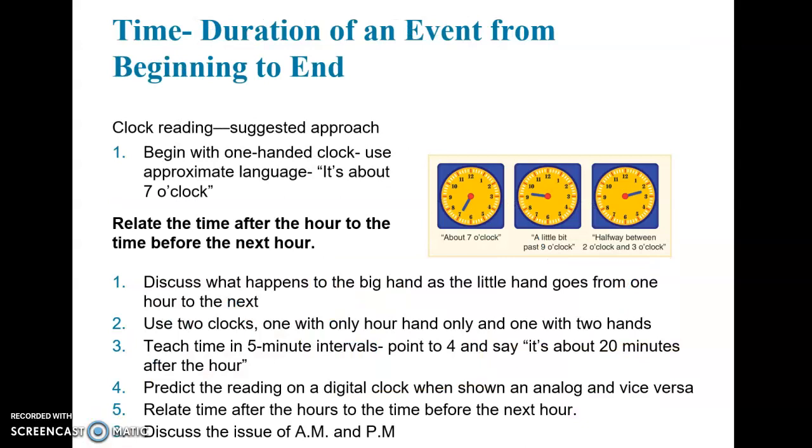The following suggestions can help students focus on the actions and functions of minutes and hours. 1. Begin with one-handed clocks by taking off the minute hand from a regular clock. Use lots of appropriate language. It's about 7 o'clock, it's about 9 o'clock, it's halfway between 2 o'clock and 3 o'clock. 2. Discuss what happens to the big hand when the little hand goes from one hour to the next hour. 3. Use two clocks, one with an hour hand, the other with two hands. Cover the two-handed clock periodically during the day. Direct attention to the one-handed clock.